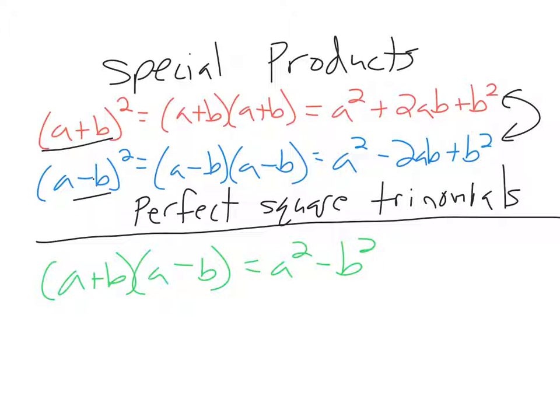The other special product is if we have a plus b times a minus b. So we've got the same value to start the parentheses, the same value to end it. The only difference is one's got a plus and one's got a minus. Our product is going to be a squared minus b squared. Okay, and that we call difference of squares.